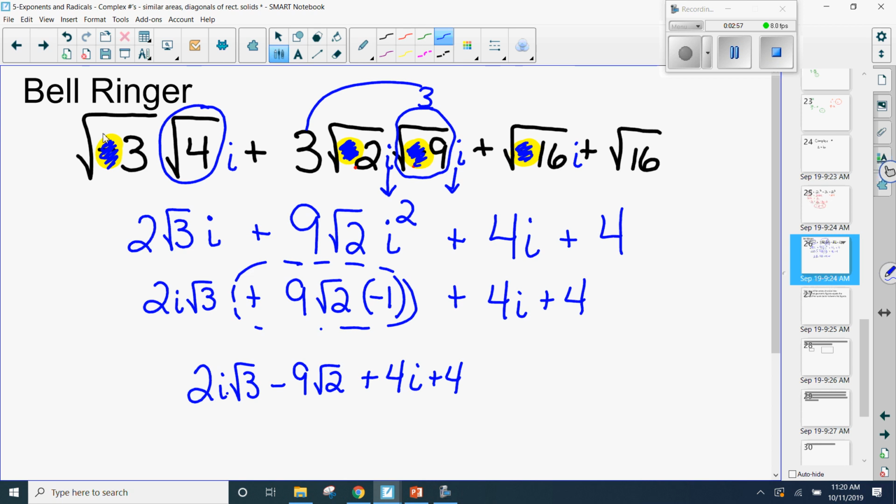So there's your answer. Those are not like terms. Well, these two are. You have stuff there that does happen to be like terms, but you can't combine the rational with the irrational part.